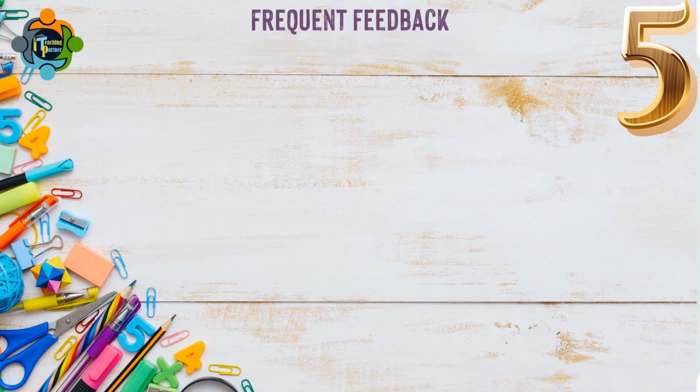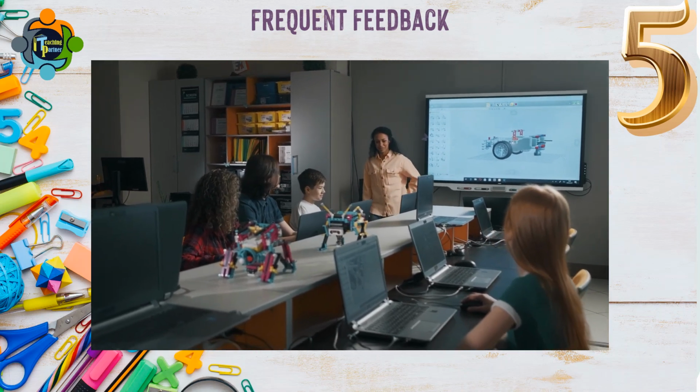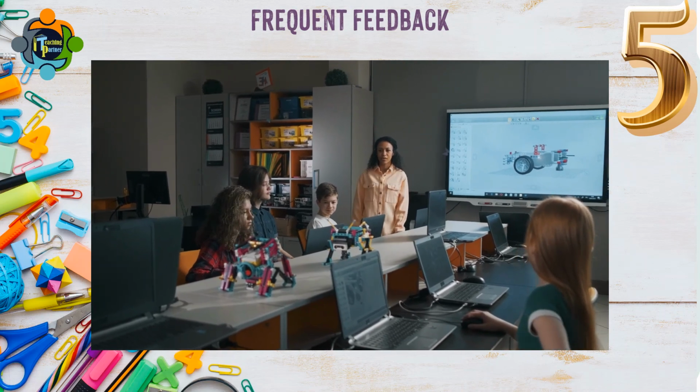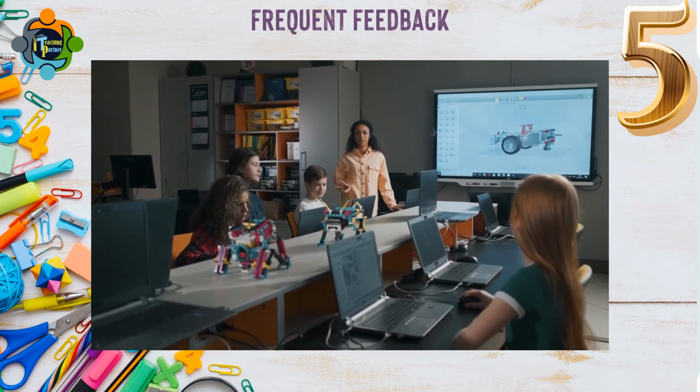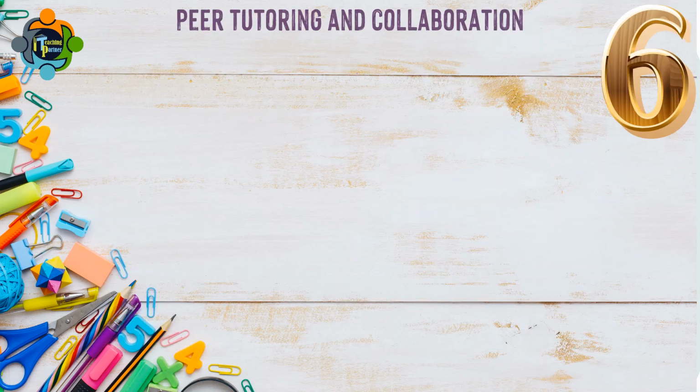Number 5, frequent feedback. Often, slow learners require feedback on their progress more frequently than fast learners. This can involve the use of a portfolio of evidence that can help to track progress towards objectives.